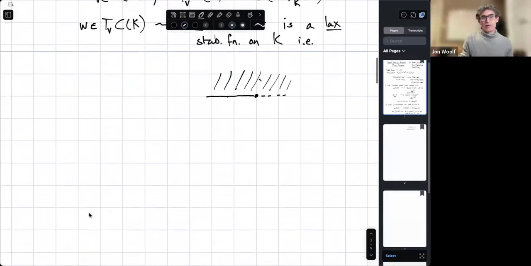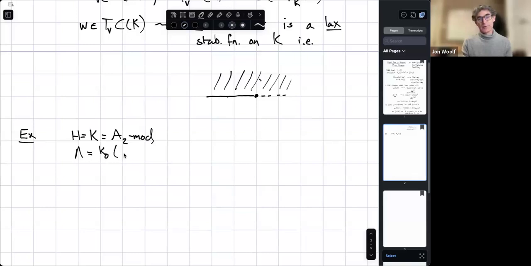Okay, let me give a couple of really basic examples. If my heart K is just modules for the A2 quiver, then I'm going to take lambda just to be the Grothendieck group, which is isomorphic to Z squared in this case.